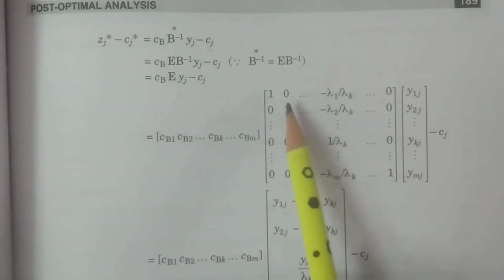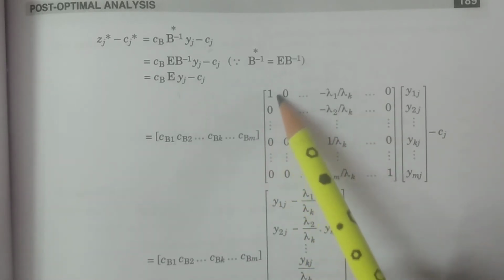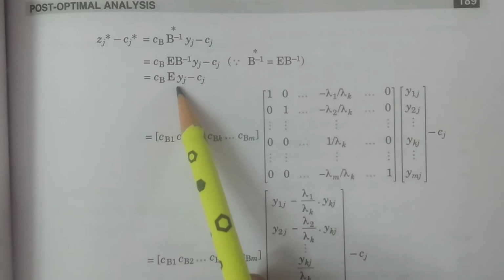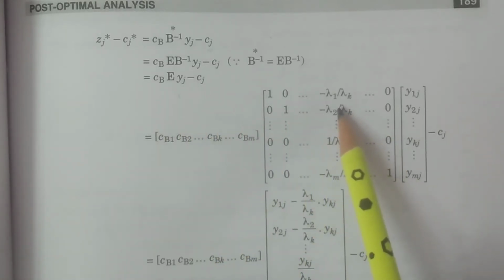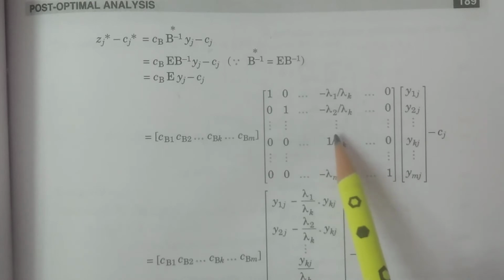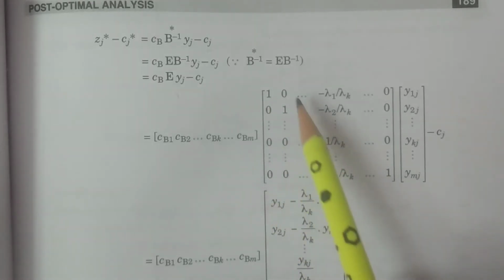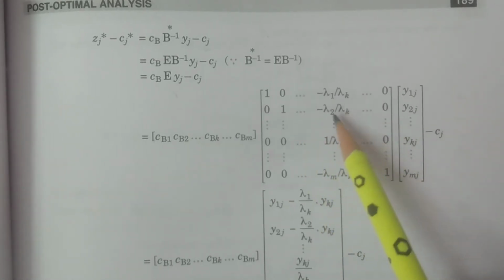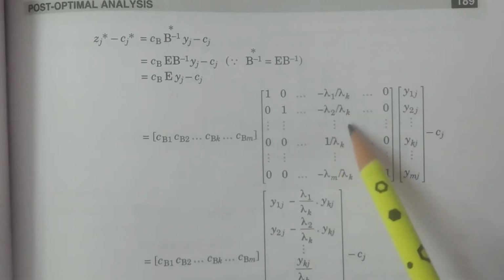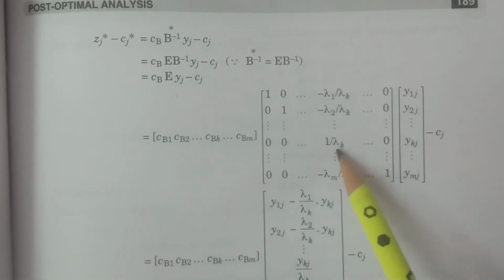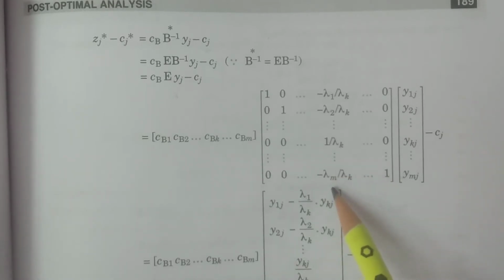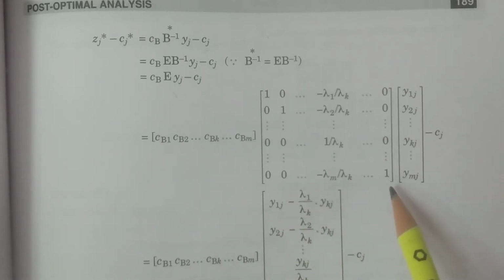And E, I have already explained in the previous class, is an identity matrix except one particular column vector, which is going to be changed. The change is already discussed. It is 1 0 0 and so on, 0 1 0 0 and so on, and the kth vector is going to be considered as minus lambda 1 by lambda k, minus lambda 2 by lambda k, and so on, 1 by lambda k, this is the kth element, and so on, minus lambda m by lambda k, then 0, 0, 0, 1. So these are the m column vectors which make up E.